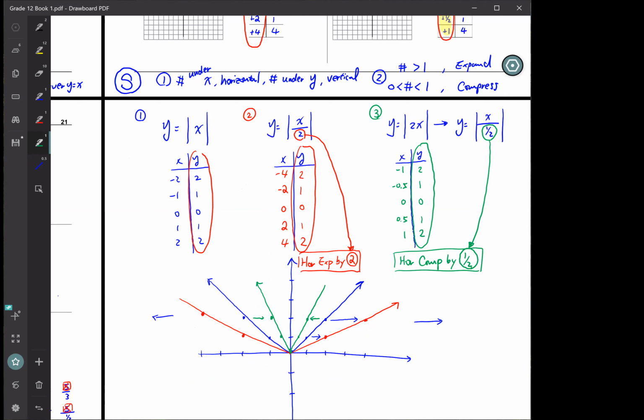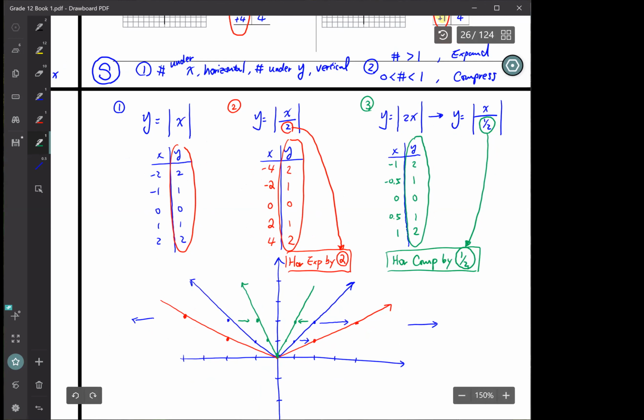Okay, do we have any question? Show me your hands. If you are all clear about the horizontal, can you raise your hand? Let me know if you are all good. Okay, very good, thank you.